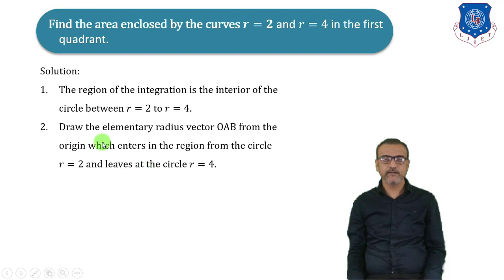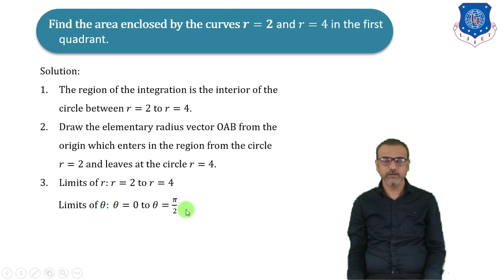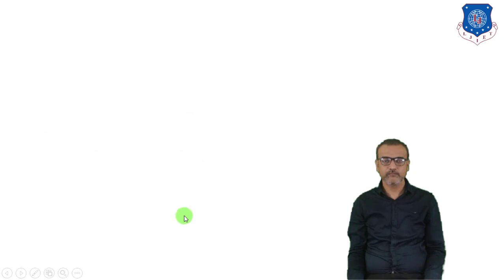I will make you understand this point with the help of a diagram, because from the diagram we have to evaluate the limit of theta and the limit of r. The limit of r is from 2 to 4. So the limits of r are r equals 2 to r equals 4, and in the first quadrant the limits of theta will vary from 0 to pi by 2. So the limits of theta are theta equals 0 to theta equals pi by 2.